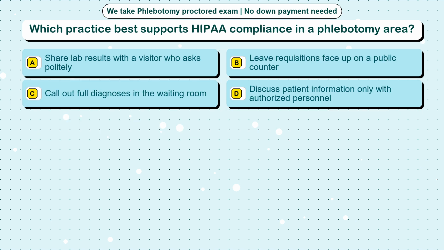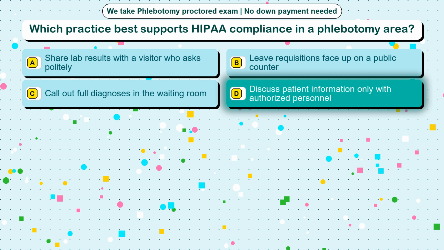Question 56. Which practice best supports HIPAA compliance in a phlebotomy area? Option A, share lab results with a visitor who asks politely. Option B, leave requisitions face up on a public counter. Option C, call out full diagnoses in the waiting room. Option D, discuss patient information only with authorized personnel.